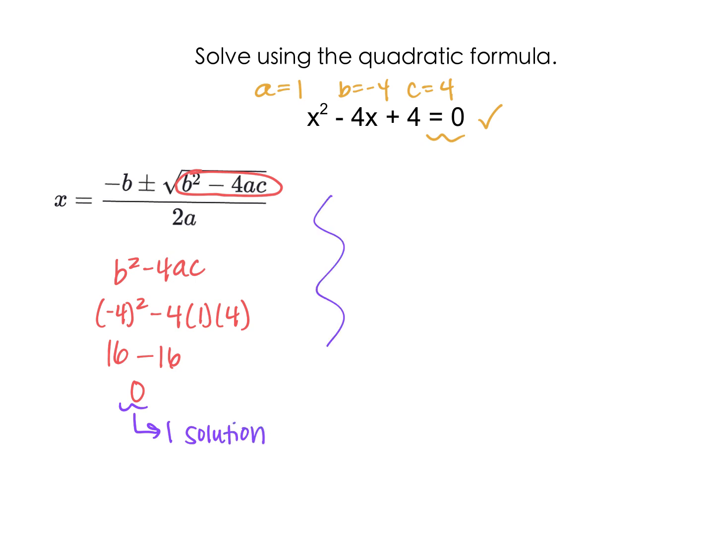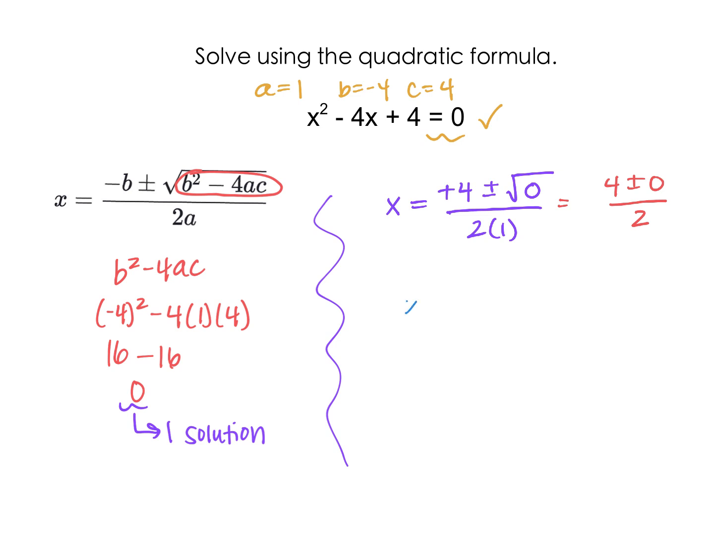Let's see what happens when I plug it into the full quadratic formula. I get x is equal to the opposite of b, +4, plus or minus the square root of my discriminant, which is 0, all over 2 times a. The square root of 0 is 0, so my solution is 4 plus or minus 0 all over 2. It looks like there's 2 solutions because I still have that plus or minus, but if I break that up, x is equal to 4 plus 0 over 2, and x is equal to 4 minus 0 over 2, I'm going to get the same answer.